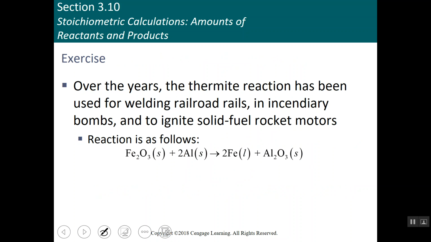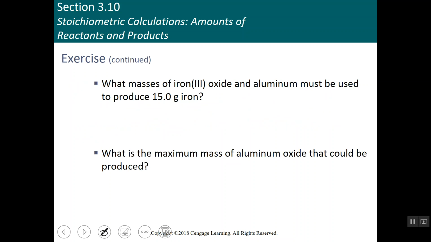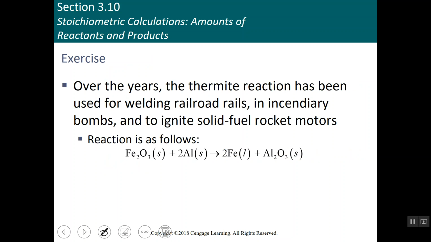All right, so here's the example that we're going to work on our own. One of the things I like to do is I like to kind of look ahead in the problem and figure out which molar masses I'm going to need, because I don't want to have to stop and calculate those later. So there's the reaction. It wants to know what mass of iron(III) oxide and aluminum must be used to produce iron. And then it wants to know what the maximum amount of aluminum oxide could be produced. So it looks like we're going to have to use all of these.